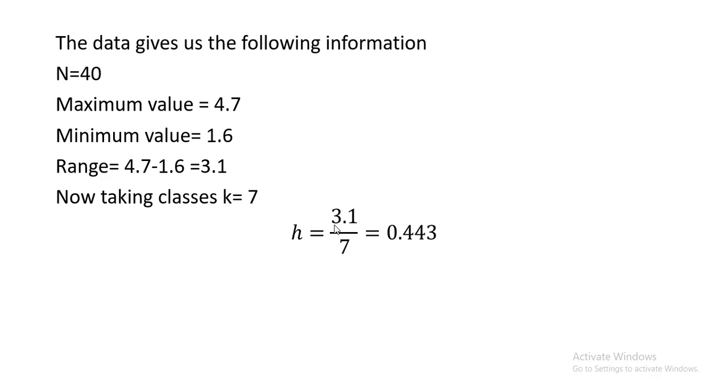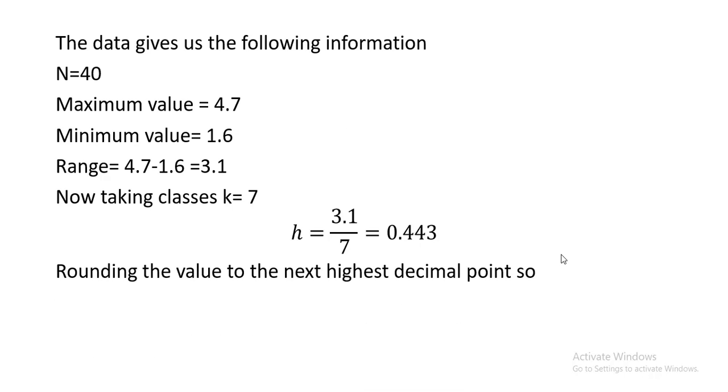Okay, so height is calculated as range divided by the number of classes. So 3.1 divided by 7 gives us 0.443. Now we know that for discrete data, what we used to do is that we always take the next higher whole number if any fraction values are given at the end, when height is calculated. Alright, in this case, when the data itself is continuous and we are getting a fraction point, what we are going to do is move towards the next decimal point. So the next decimal point will be 0.5, or it's like rounding this point into the next decimal point. So 0.443 will round up to 0.5.